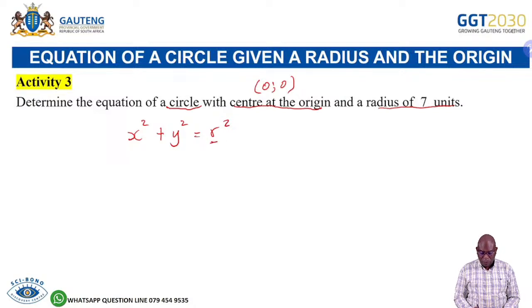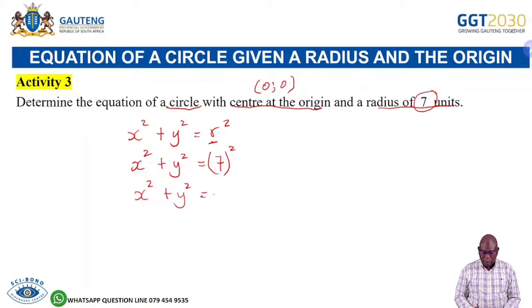So every time I need the equation of the circle, I must look for r, and then I must square it. So I'll have x squared, that's a simple one, plus y squared equals r squared, the radius, which is 7 units, so I must put 7 here, squared. That gives me x squared plus y squared equals 49. And I'm done getting the equation. So it must not be a 7, it must be a 49.